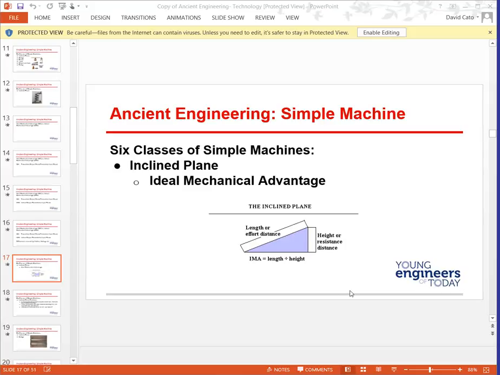Okay, so we have our length is 6 meters. Our height is 3 meters. Do we have our mechanical advantage? How many times less effort we have to put in by using an inclined plane?